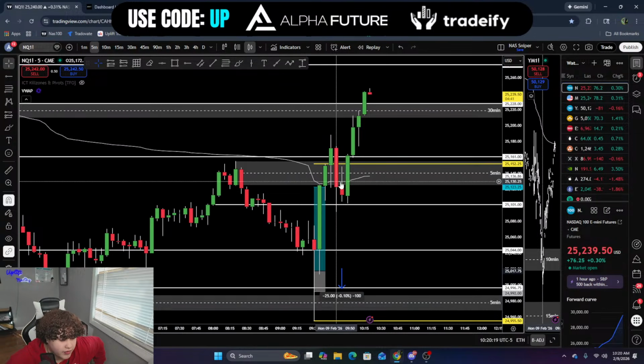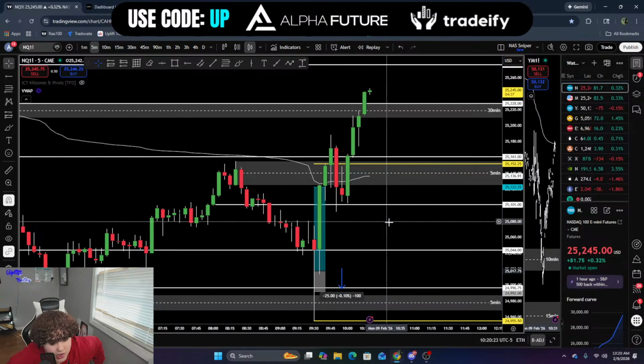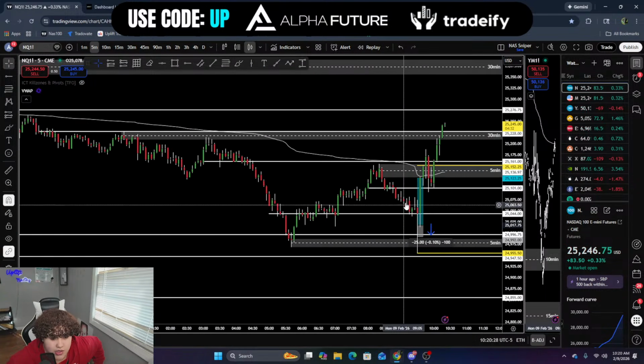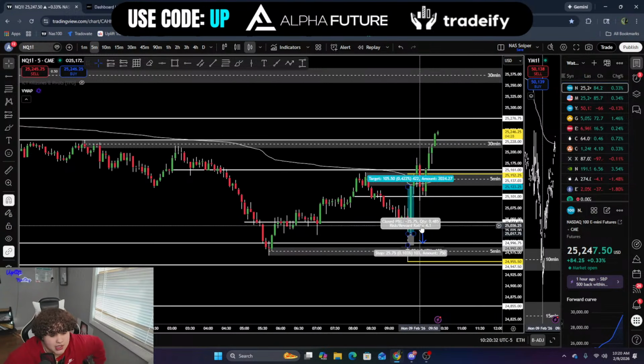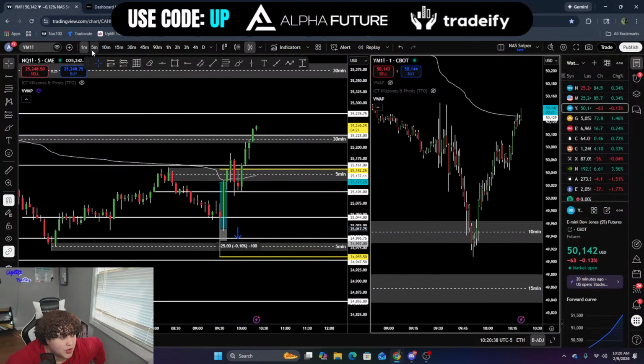We got above VWAP, we got far away from it, and we got above the opening range. So now I would say it looks like there's some sort of direction, which is good. I would say it looks bullish. It's just the price action in the beginning was a bit weird, especially on US 30.